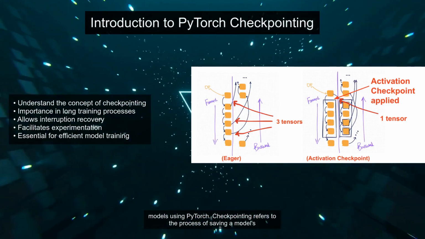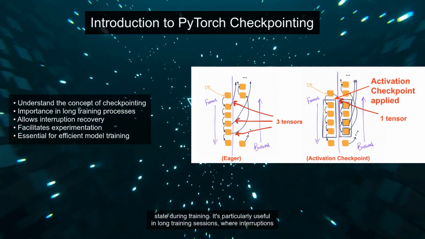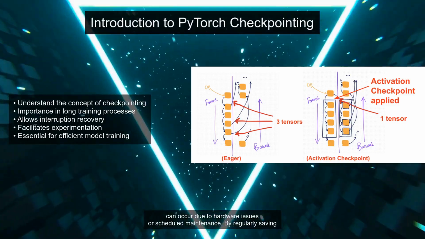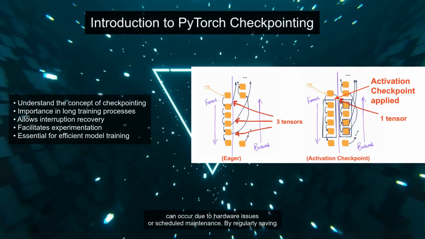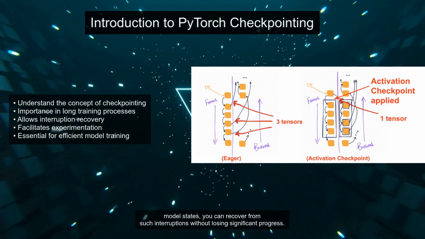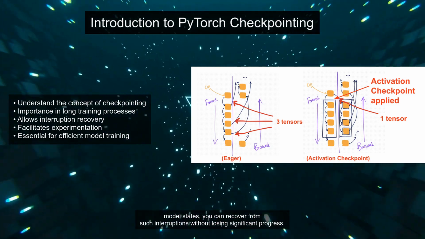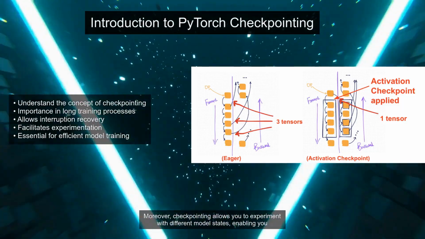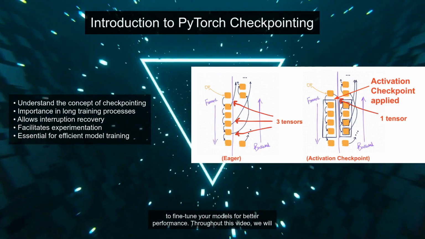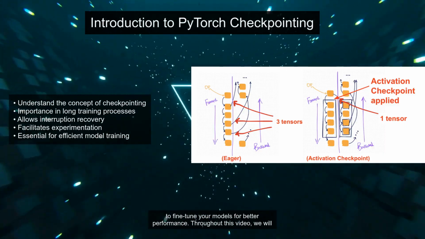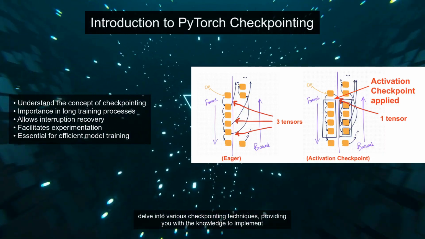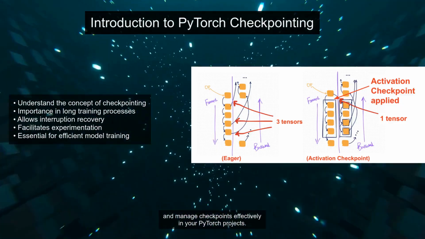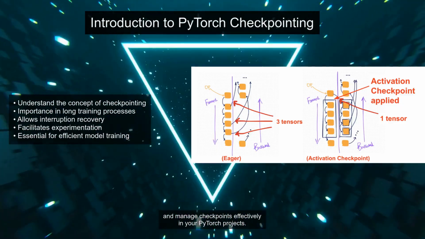Checkpointing refers to the process of saving a model's state during training. It's particularly useful in long training sessions, where interruptions can occur due to hardware issues or scheduled maintenance. By regularly saving model states, you can recover from such interruptions without losing significant progress. Moreover, checkpointing allows you to experiment with different model states, enabling you to fine-tune your models for better performance. Throughout this video, we will delve into various checkpointing techniques, providing you with the knowledge to implement and manage checkpoints effectively in your PyTorch projects.